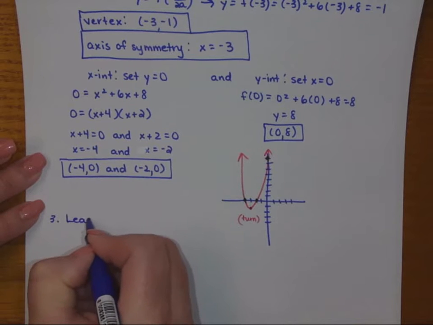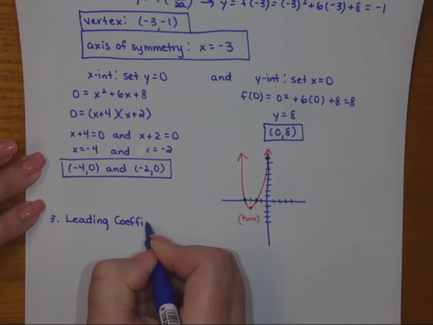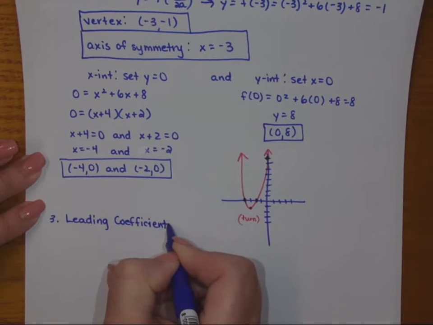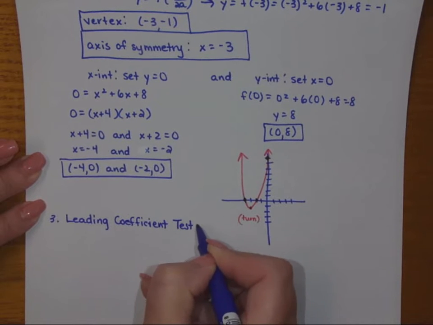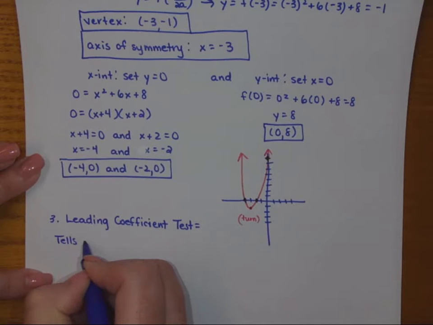All right, so let's talk about number 3, the leading coefficient test. It's been a while since we talked about this, but the leading coefficient test tells the end behavior of a graph.